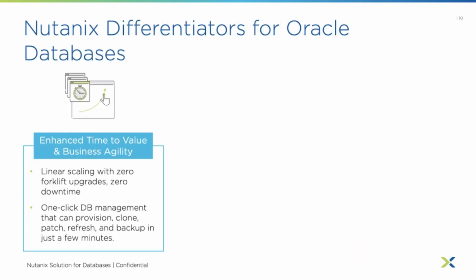So when we talk about the Nutanix differentiators for Oracle databases, what are those when we're jumping in? Just at a high level, the three things I want you to remember is that we have enhanced time to value and business agility. So in other words, linear scaling. There's no more forklift upgrades. There's just pay-as-you-grow consumption and one-click database management.